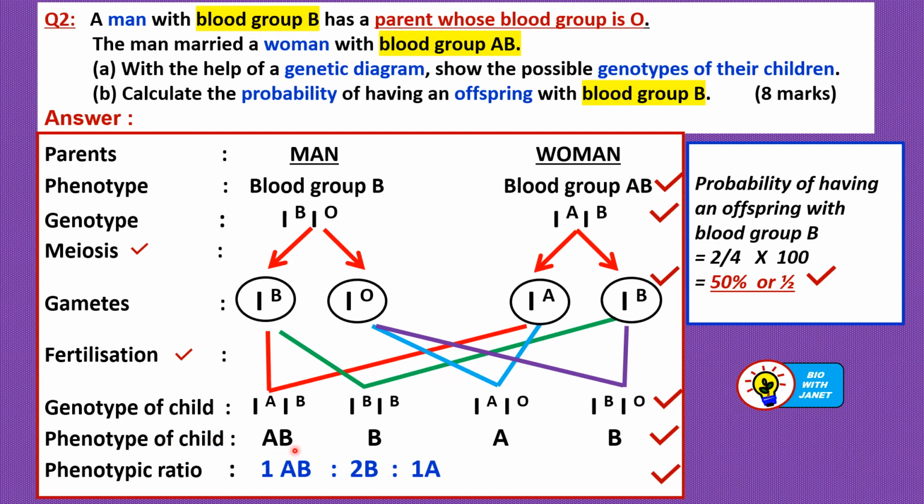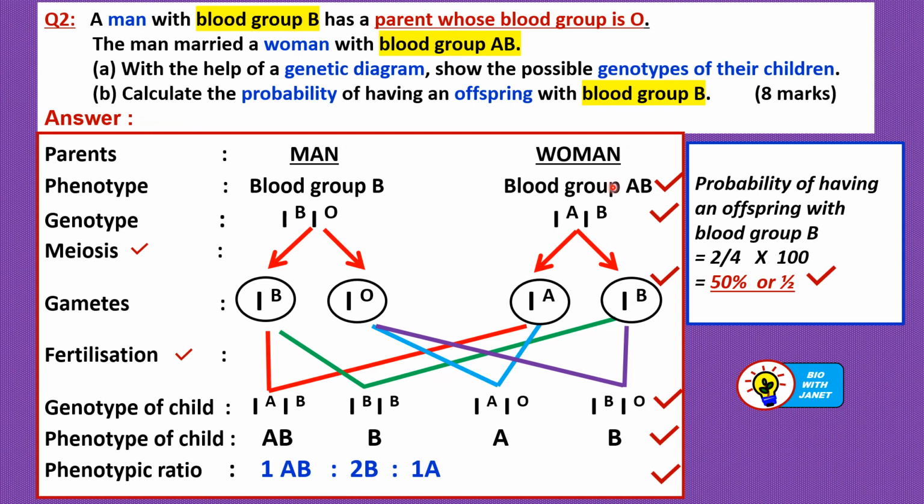Now, next, we are supposed to find the phenotypic ratio. So group all the same blood groups together. All right, for example, for the B blood group, there are 2 with B blood group, so 2B, right? There's one AB and 2B and only one A here. So the phenotypic ratio of the children is 1AB is to 2B is to 1A.